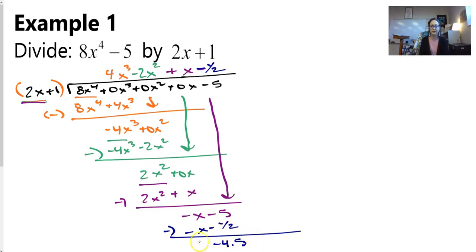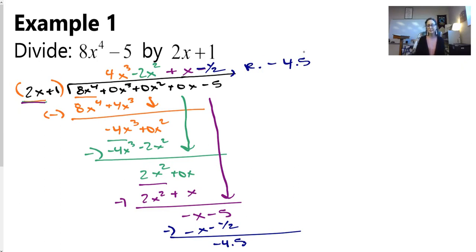Okay, can I go one more time? I cannot apply my algorithm one more time because the degree right here is technically a 0. The degree of the divisor is a 1. So when the degree of the divisor is larger, I'm done, and this is my what? Do you remember? This is my remainder. And remember, I can write it like this, remainder of negative 4.5.